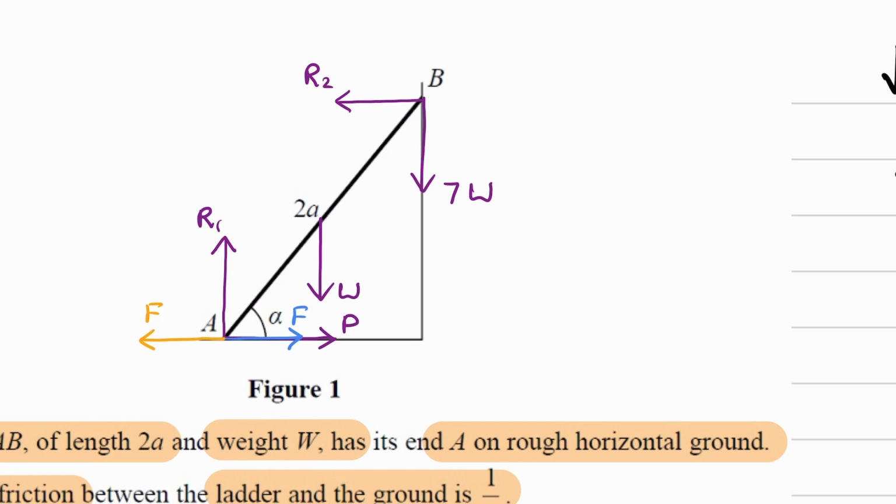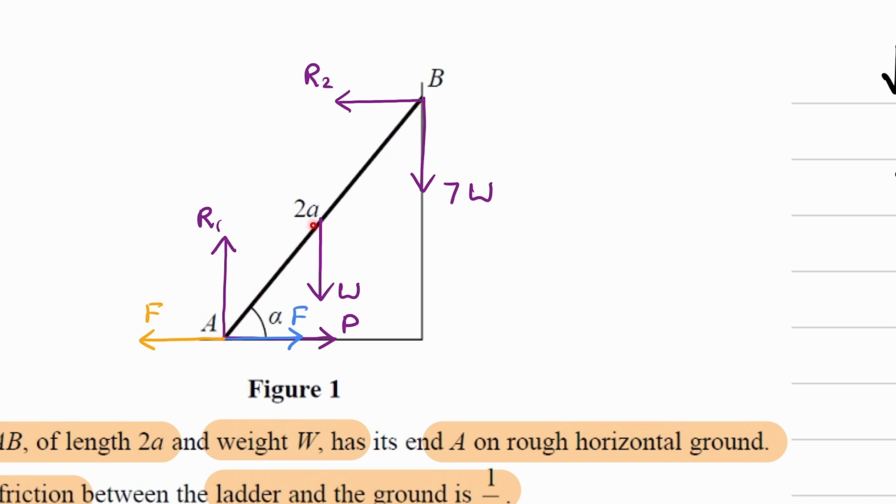In these scenarios, I personally prefer to find perpendicular distance, so I'm going to do it that way. Let's start with the 7W. 7W acts in this direction, straight down. The perpendicular distance from the line of action of this force to the pivot will be this distance here. That's perpendicular to the line of action of the force, going towards the pivot. That distance would be worked out by using that whole triangle.